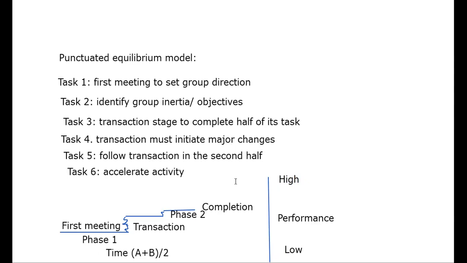In the punctuated equilibrium model, first meeting we determine group direction, then identify group inertia. These are task 1 and 2 included in phase 1. Then we reach the transition stage. After the transition stage, move to the major changes area. After that, I will follow the transition phase, second half phase. Then we complete the task. These are basically the stages involved in the punctuated equilibrium model.